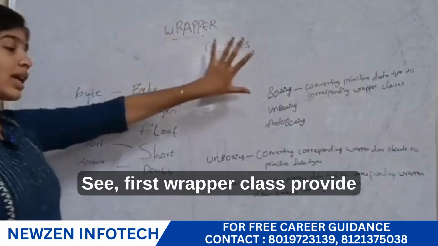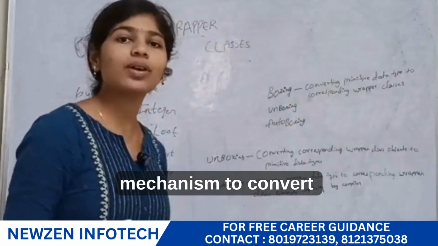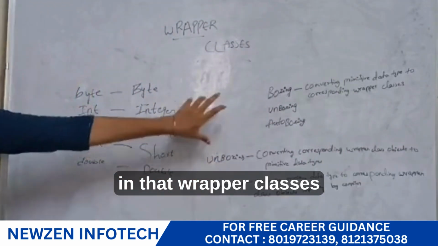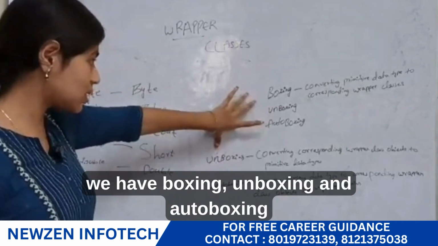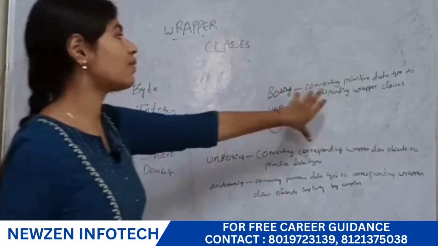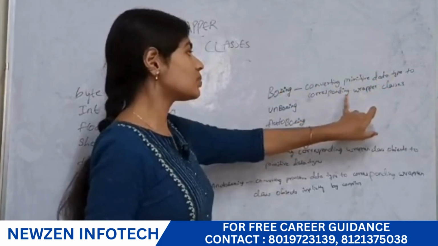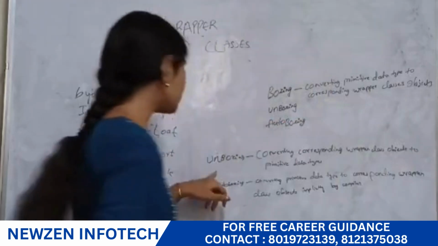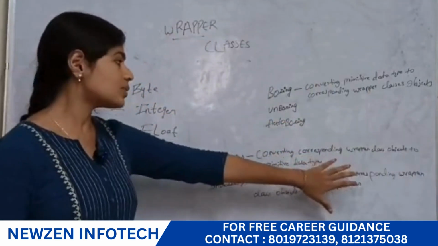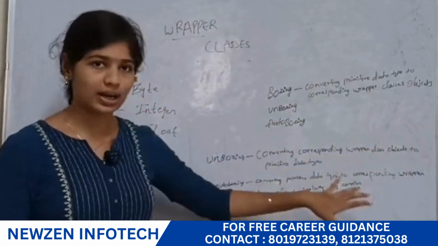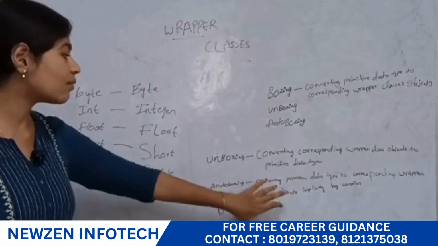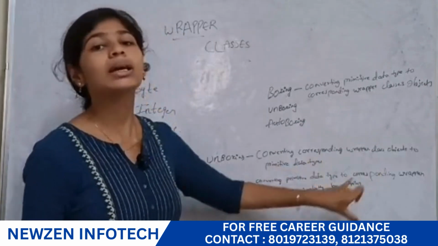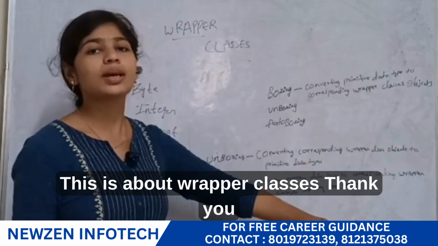See, first, wrapper classes provide a mechanism to convert primitive data types to objects and objects to primitive data types. In wrapper classes we have boxing, unboxing, and auto boxing. Boxing is used for converting primitive data types to corresponding wrapper class objects, and coming to unboxing, converting corresponding wrapper class objects to primitive data types. And coming to auto boxing, converting primitive data types to corresponding wrapper class objects implicitly by the compiler. This is about wrapper classes.